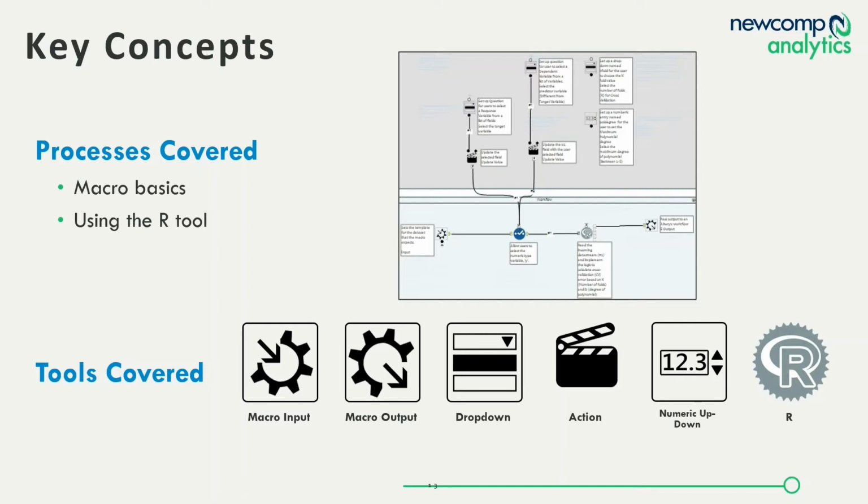We're going to start off with a little bit more of an advanced concept, and this is looking at macros: what they are, applications, and how to use them. Some of the tools that we're going to cover today are the macro input, output, drop-down, action, numeric up and down, and R tool. If you've never used any of these tools, that's great, you're going to learn about them today. And if you have used these tools, hopefully you're learning a different way to put them all together.